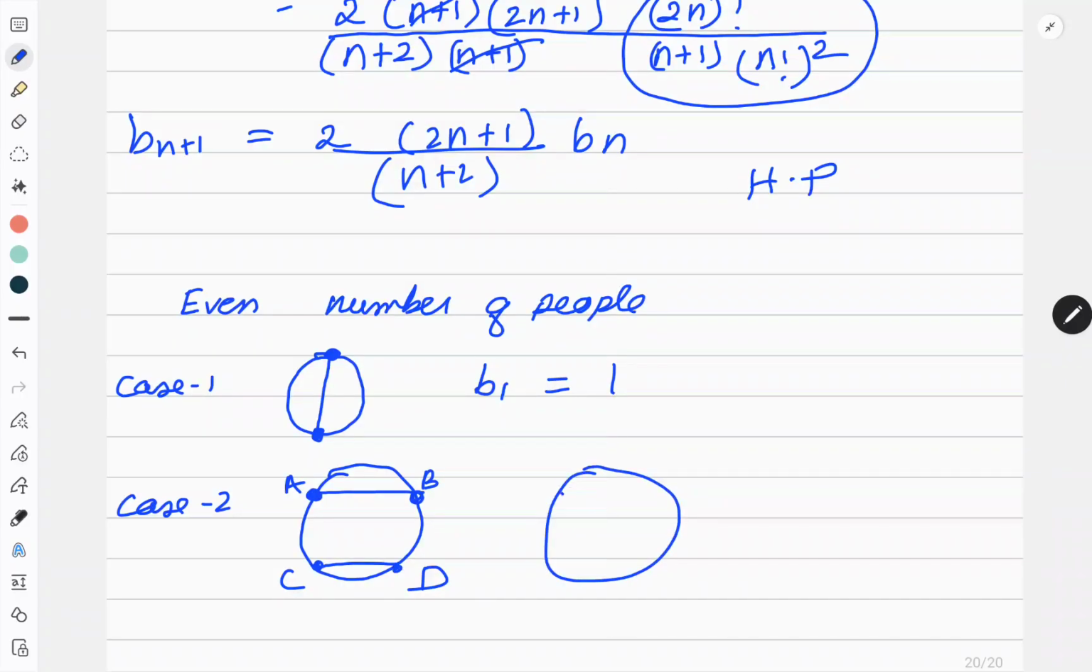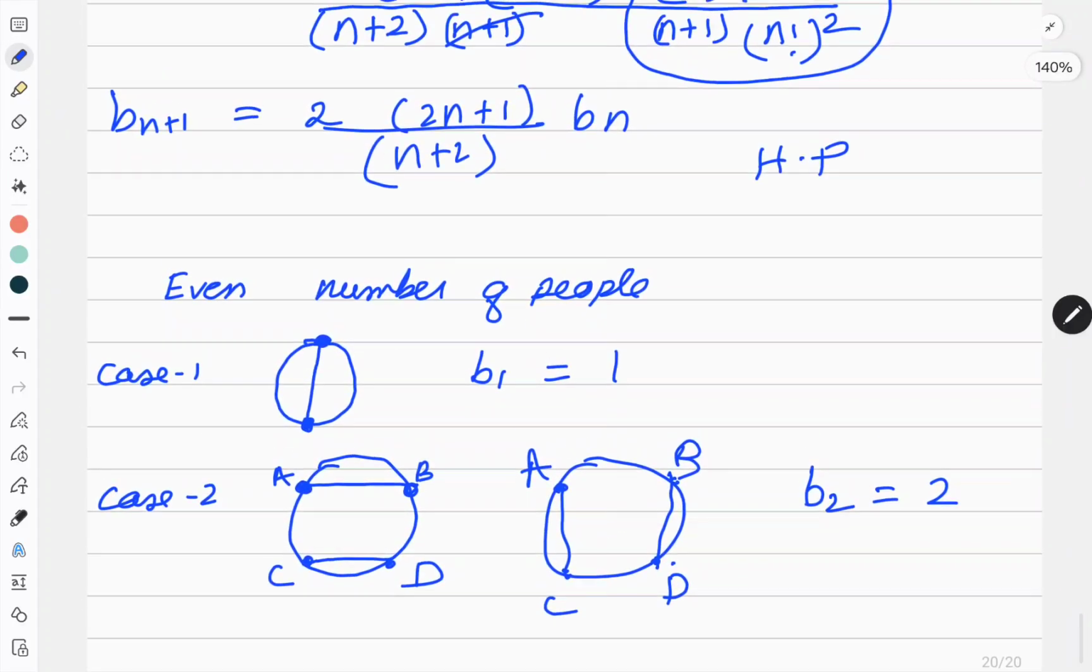And the other way, how can it be done? AB and CD is here, so they can do AC and BD. So when I have 2 pairs, I can do it in 2 ways. We know that the value of B2 is 2. Right? Now come to case 3.